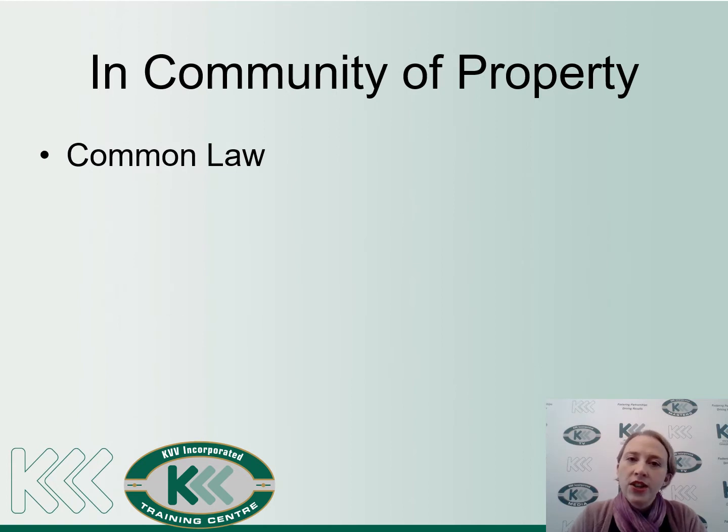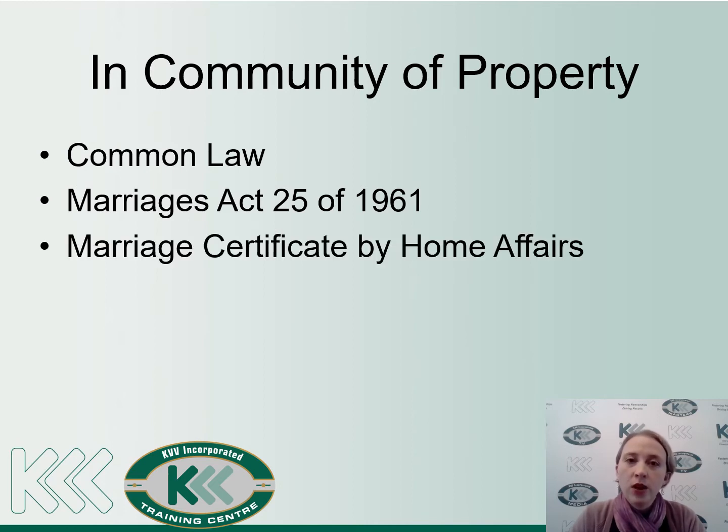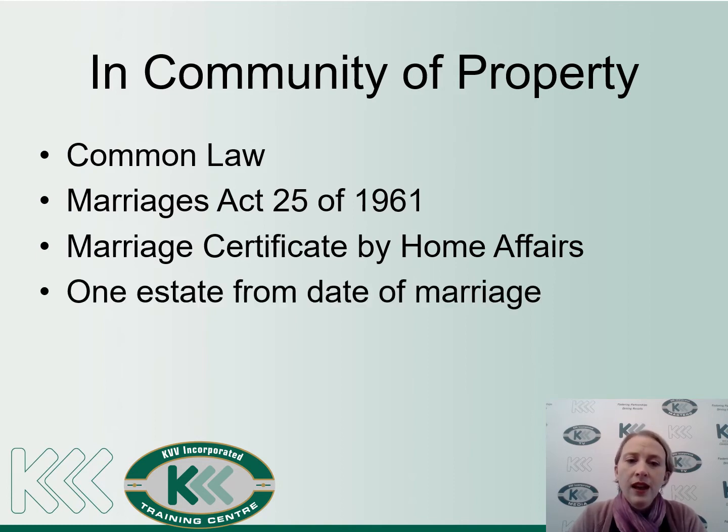The first type of marriage is that of in community of property. This marriage derives from the common law, but was codified in law in 1961 by virtue of the Marriages Act. Once you get married in community of property, you will be issued with a marriage certificate by Home Affairs as proof of the valid marriage. So what does it mean to be married in community of property? It basically means that there is one estate as from the date of marriage. When we speak about an estate, we speak about all the assets and liabilities of both parties, which is joint as from the date of marriage.